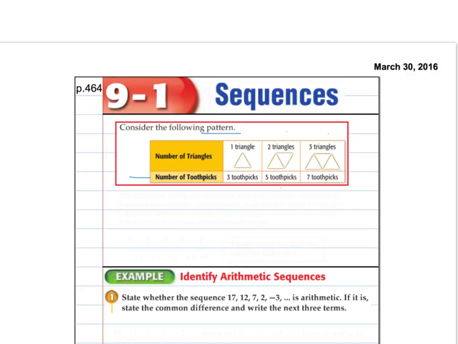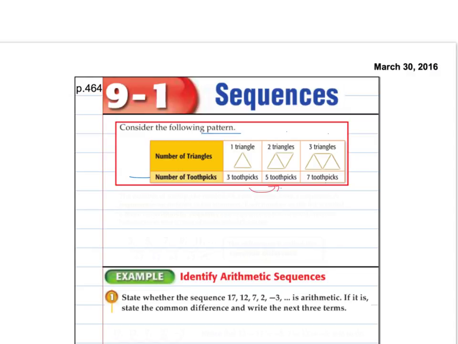So what happens is that the number of toothpicks needed for each pattern forms a sequence, okay? And a sequence is an ordered list of numbers. Each number in the list is called a term, okay? So an arithmetic sequence is a sequence in which the difference between the two numbers is the same.